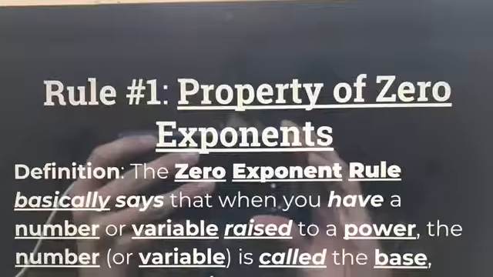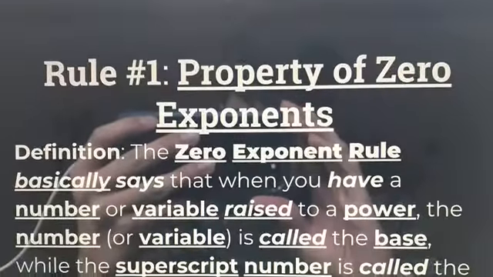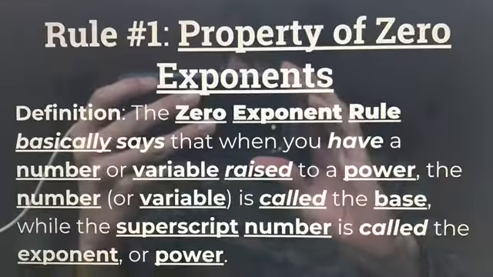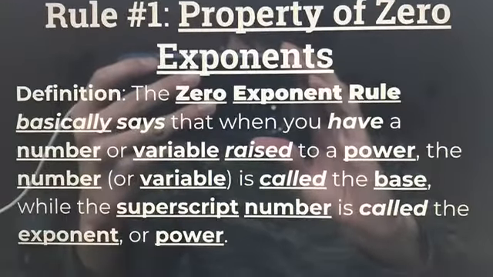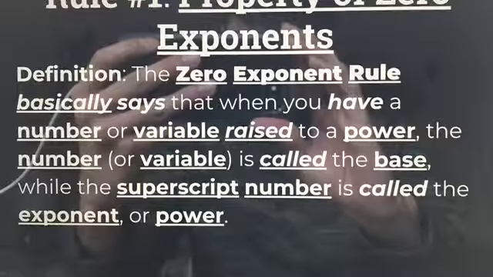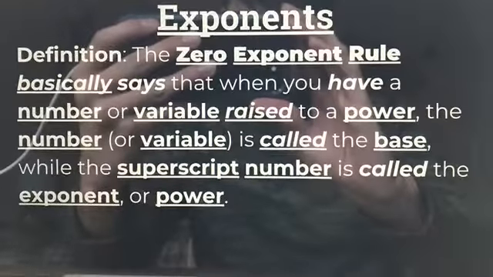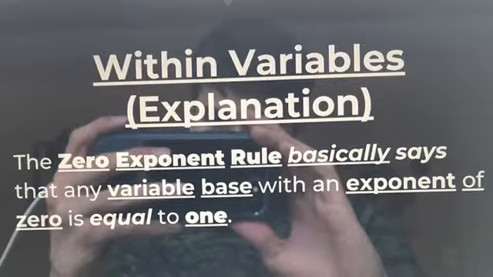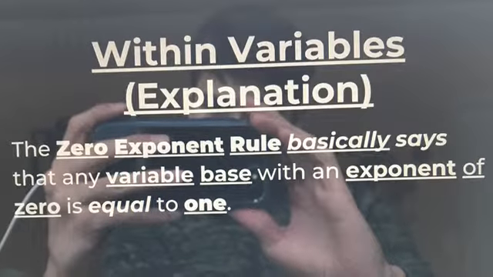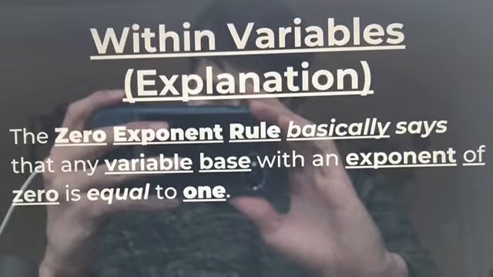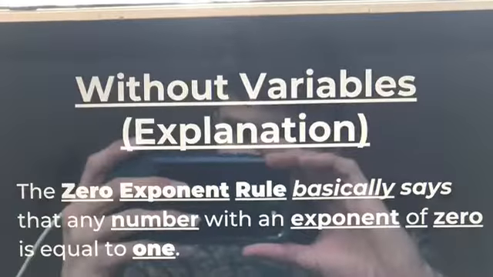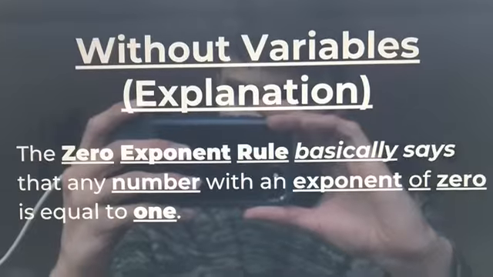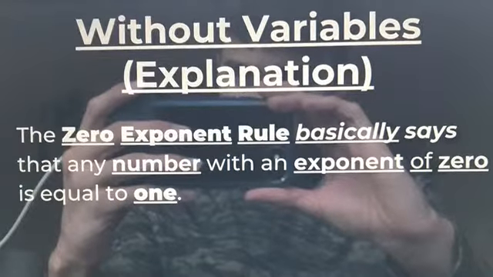Property of zero exponents. The zero rule basically says that when you have a number or variable raised to a power, the number or variable is called the base, while the superscript number is called the exponent or power. Explanation within variables. The zero exponent rule basically says that any variable base with an exponent of 0 is equal to 1. Explanation without variables. The zero exponent rule basically says that any number with an exponent of 0 is equal to 1.